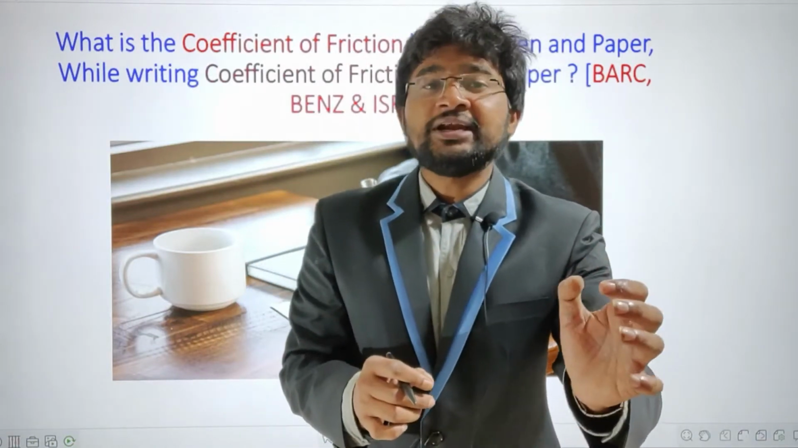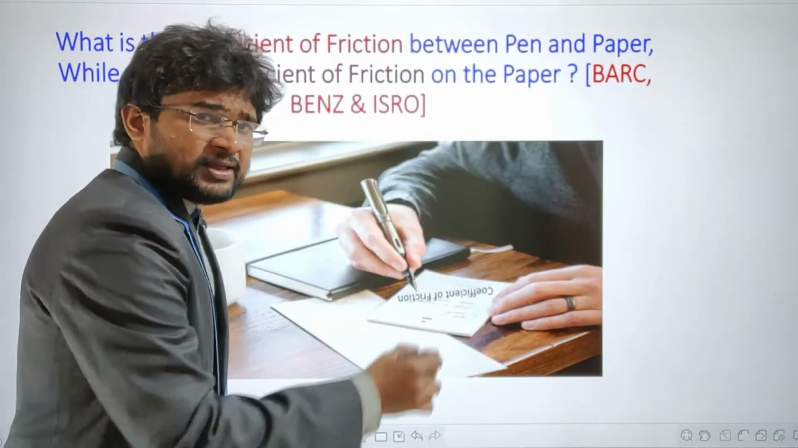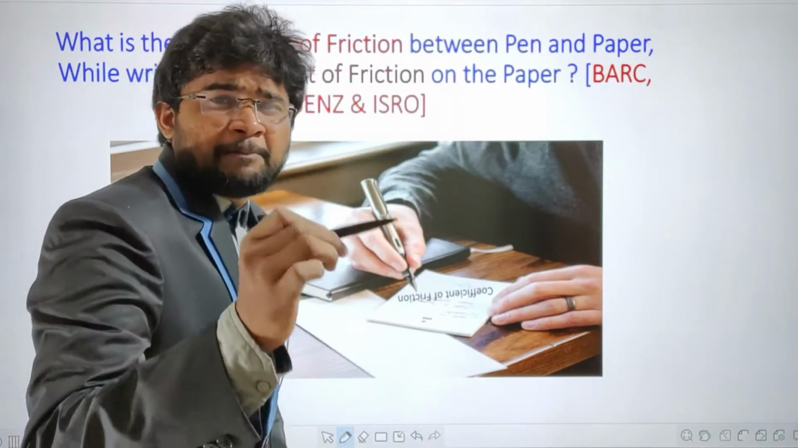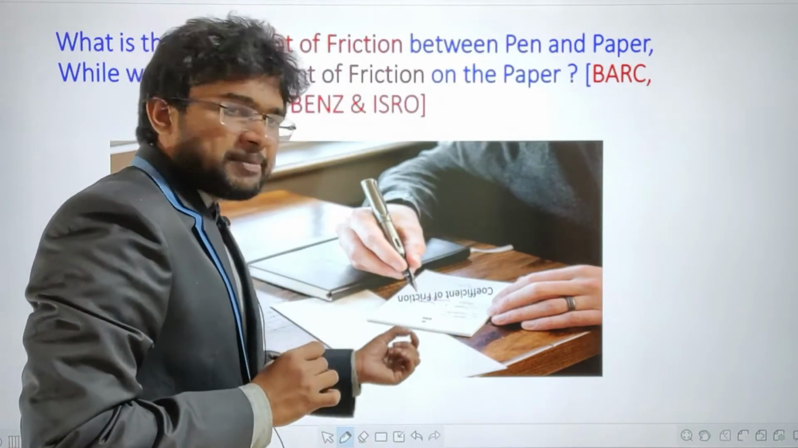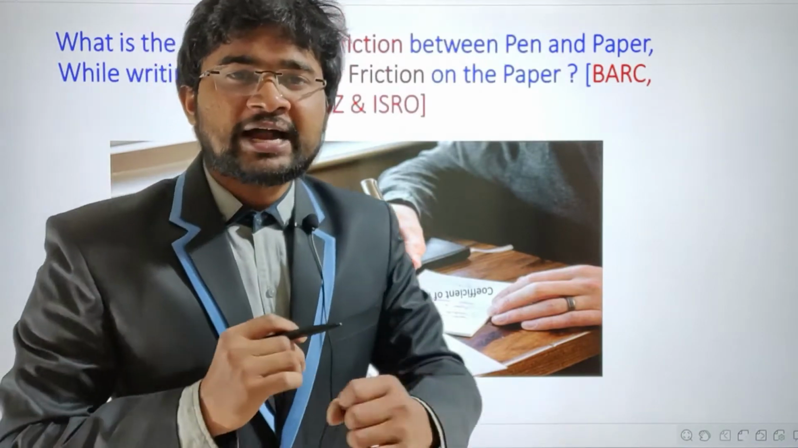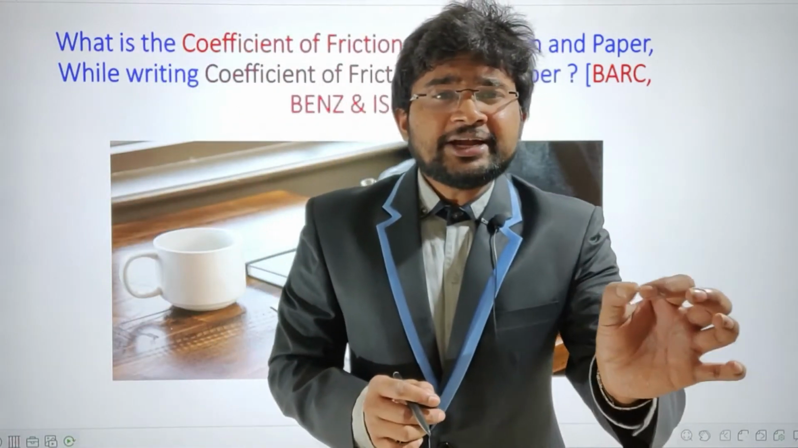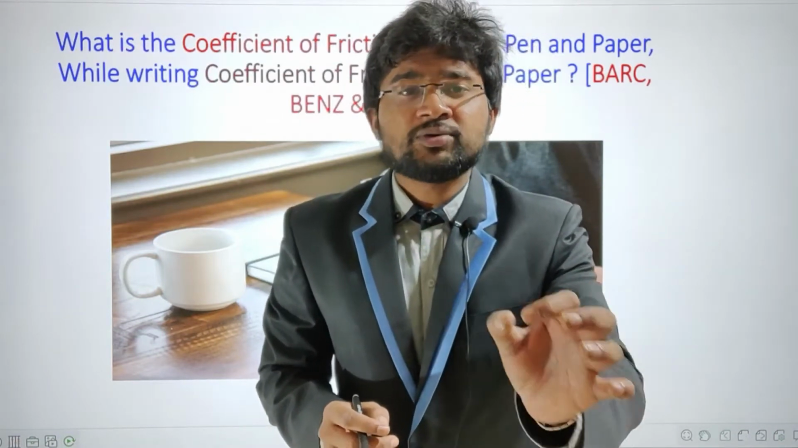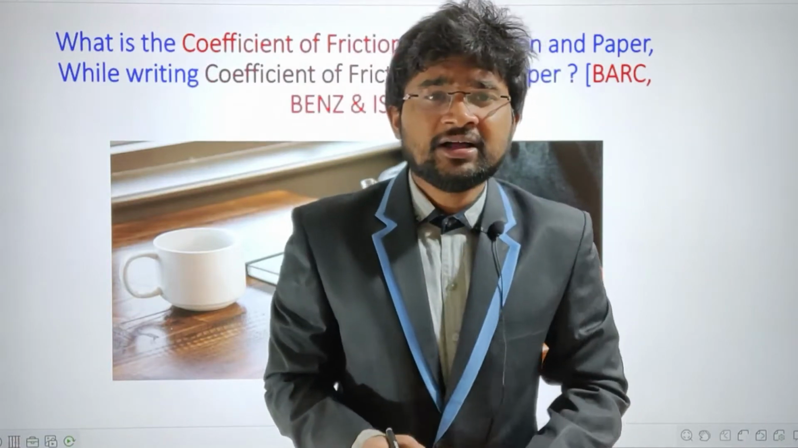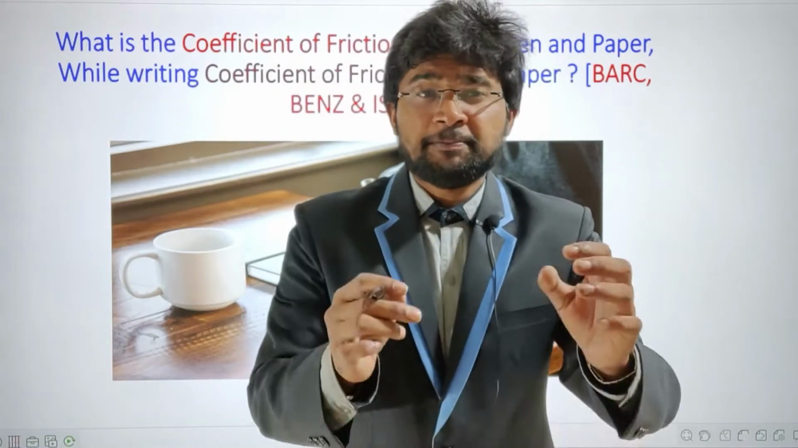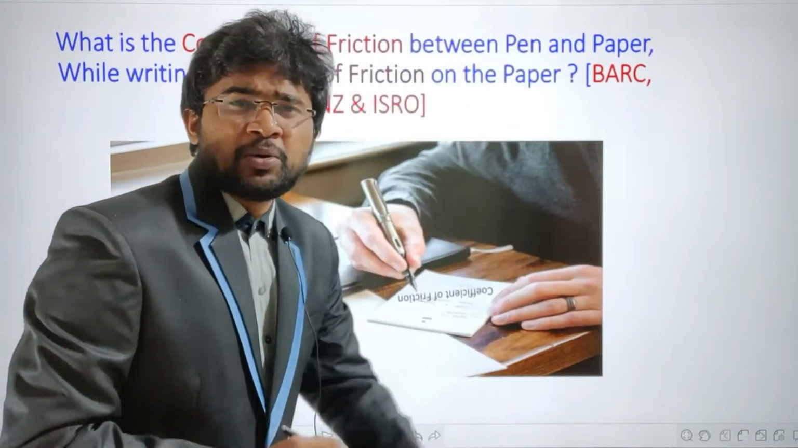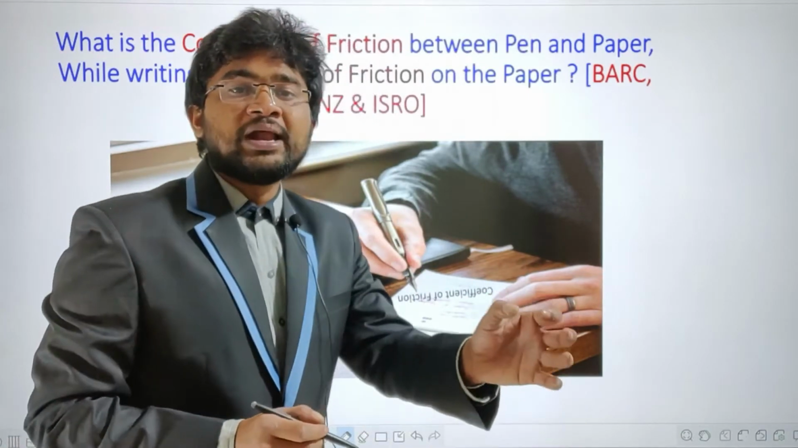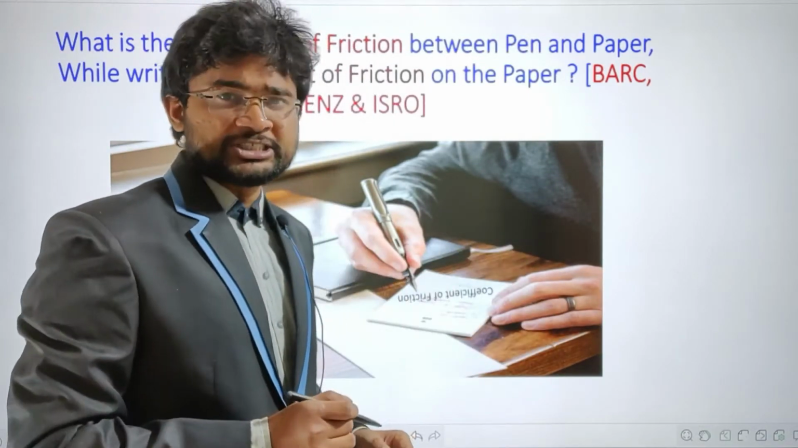You can make this question a little complicated. See here, you are writing the spelling of coefficient of friction on the paper. Here, the pen is a moving machine element and the paper is a stationary machine element. We know that when you see relative motion between two machine elements, where one is moving and another one is stationary, the stationary machine element is called a bearing. Now the question here is, what is the coefficient of friction between the moving machine element and the bearing while writing the spelling of coefficient of friction?